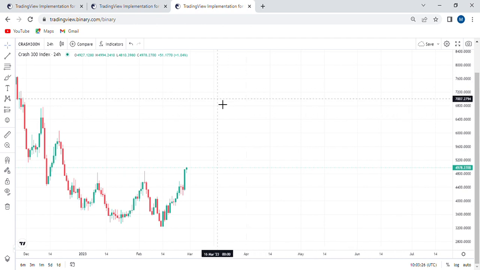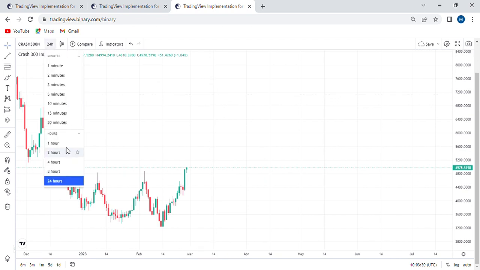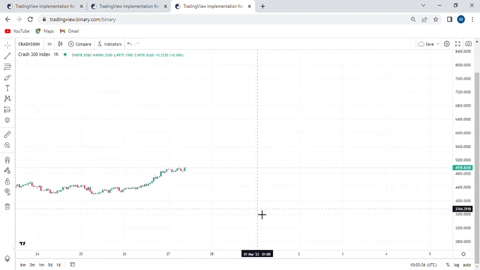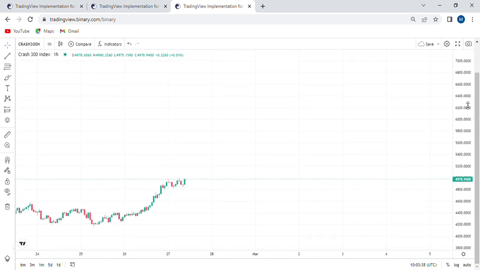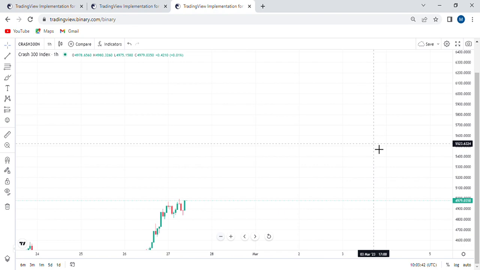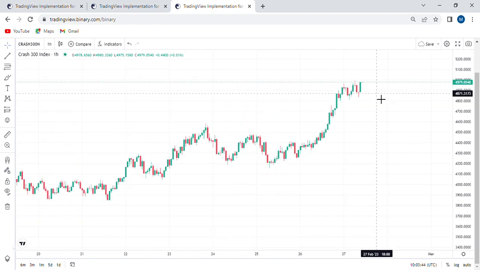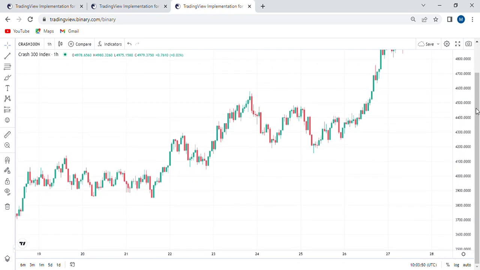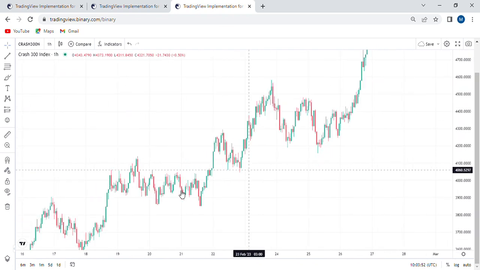We are on Crash 1000, so let's get to the 1 hour time frame, because Crash 1000 recently made a clean structure. So yeah, let's go. I mean, no, this is Crash 300, not Crash 1000. Sorry. So this is the 1 hour time frame for Crash 300. All right, now look at this.